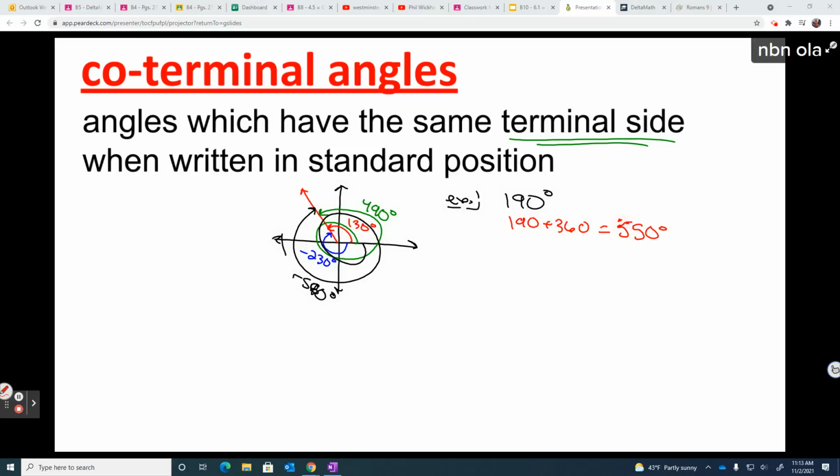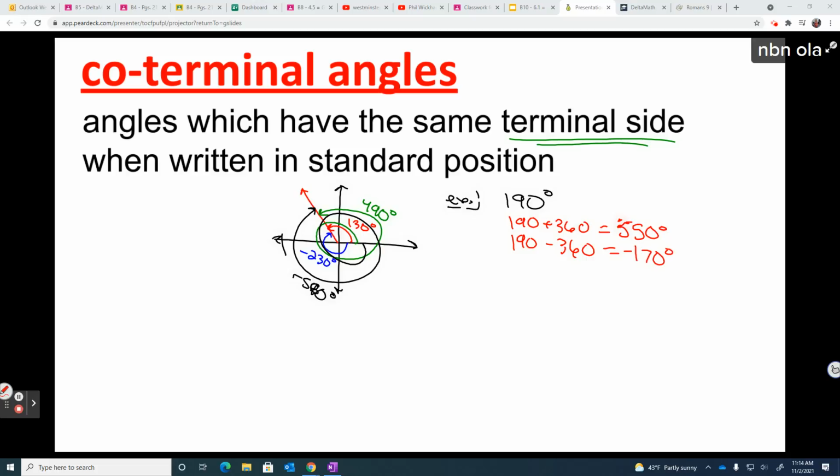You could add 360 again, get another bigger one. You could also subtract 360 to get a coterminal angle. What is that equal? Negative 170. All right. So those are some examples of coterminal angles.